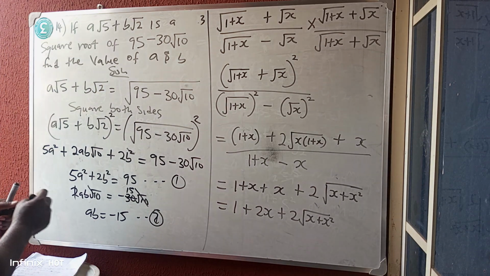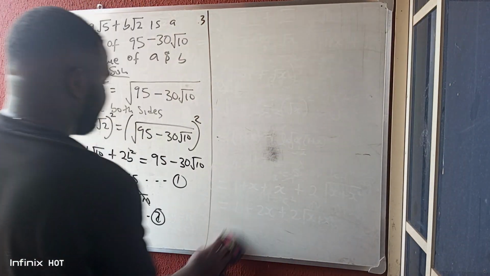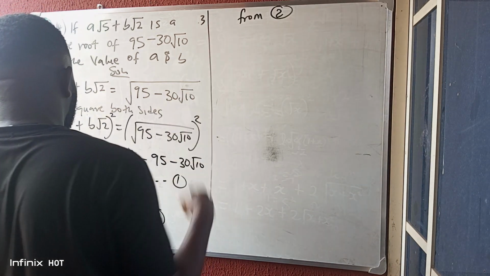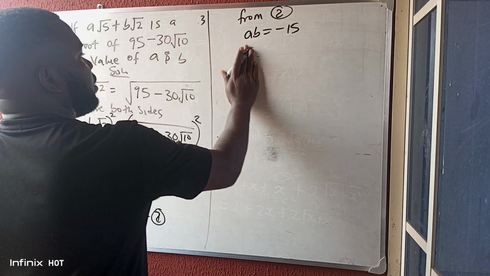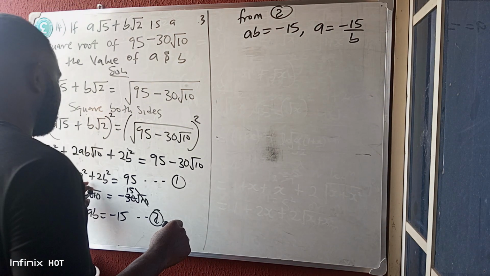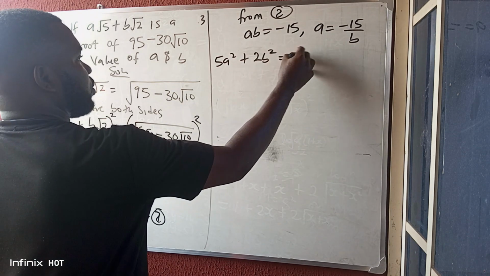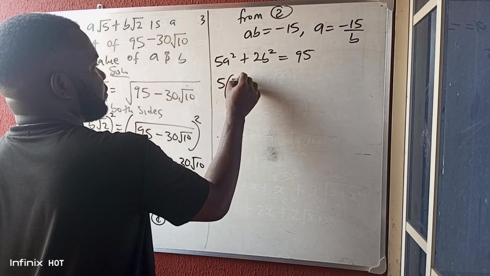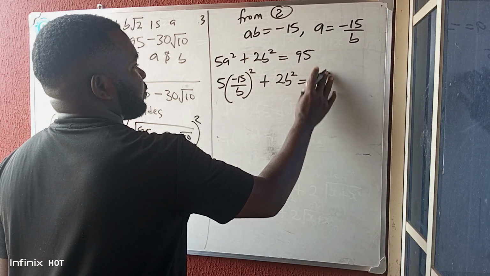Now, let's solve 1 and 2. From equation 2, let me make a the subject of the formula. I have that ab is equal to minus 15, so a is equal to minus 15 over b. So let us substitute it in equation 1. I'm having that 5a squared plus 2b squared is equal to 95. So I'm having 5 into (minus 15 over b) all squared plus 2b squared is equal to 95.